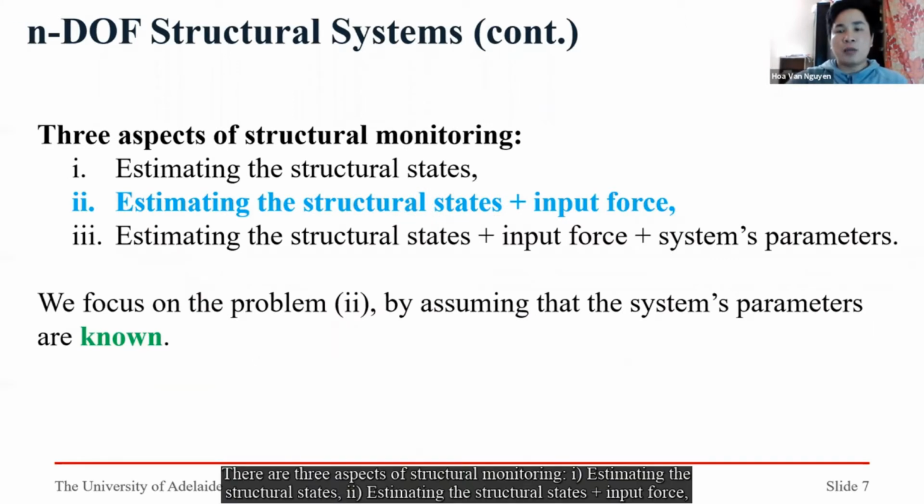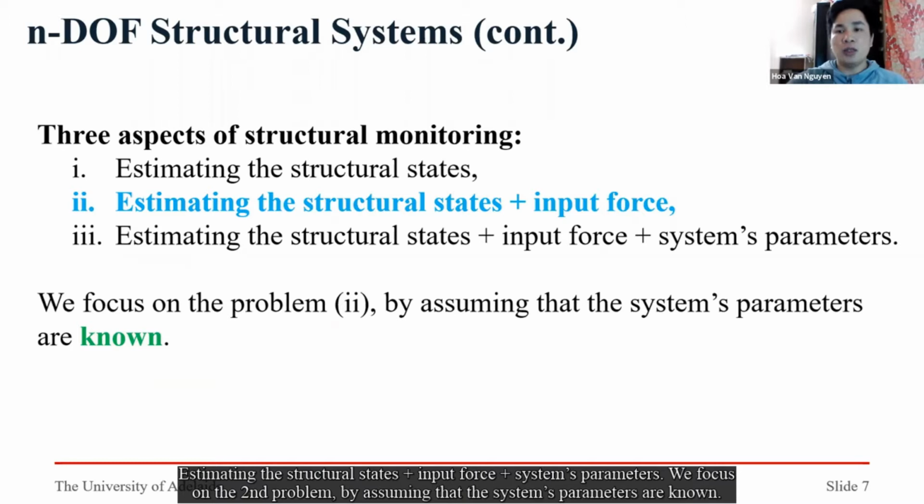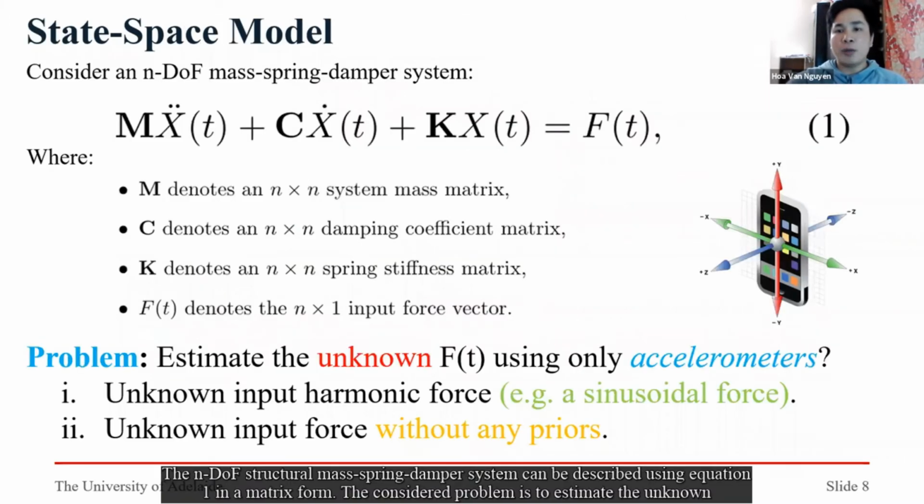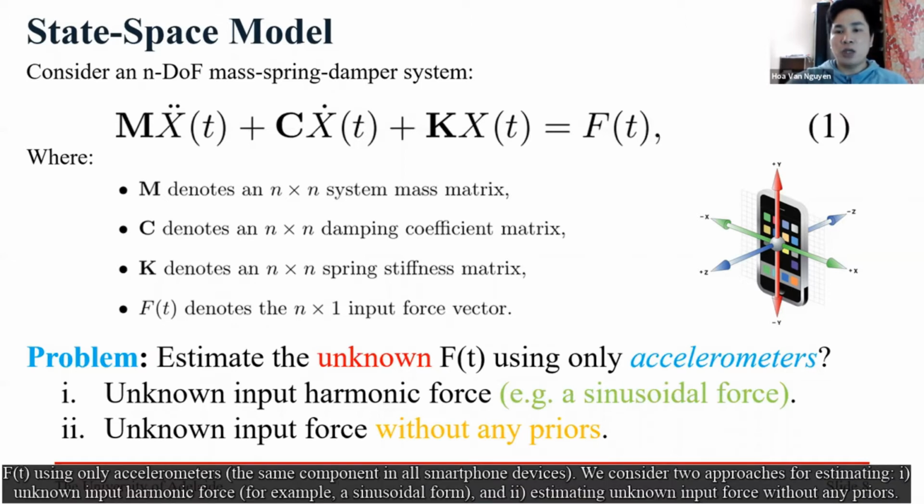There are three aspects of structural monitoring. First, estimating the structural states only. Second, estimating the structural states and input force. Third, estimating the structural states, the input force, and system parameters together. We focus on the second problem by assuming that the system parameters are known. The NDOF structural mass spring damper system can be described using equation 1 in a matrix form. A considered problem is to estimate the unknown input force F(t) using only accelerometers, the same components found in smartphone devices. We consider two approaches for estimating: first, unknown input harmonic force, for example, a sinusoidal form, and second, estimating unknown input force without any priors.